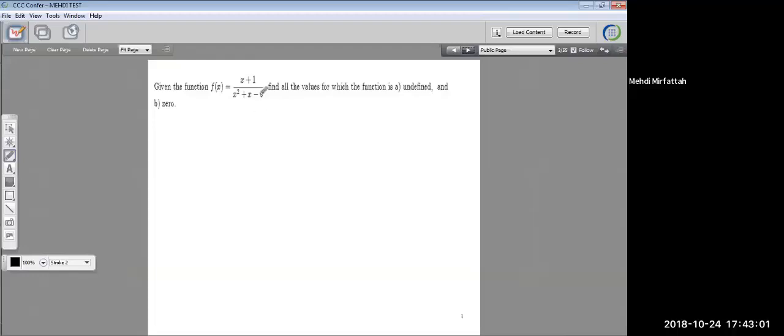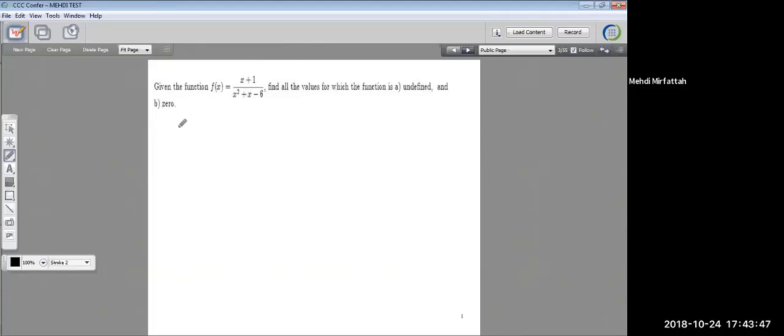Given the function f of x is equal to x plus 1 over x squared plus x minus 6. There are two questions here. One is to find all the values for which this function is undefined, part A. Undefined means when we have something over 0. So under what condition would this be undefined? When what we have at the bottom of the fraction is equal to 0.